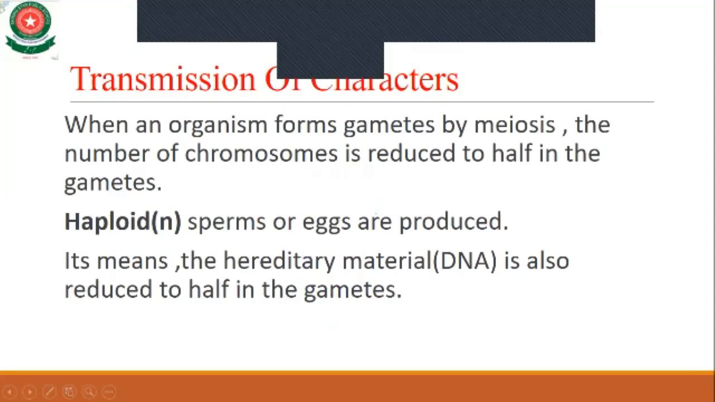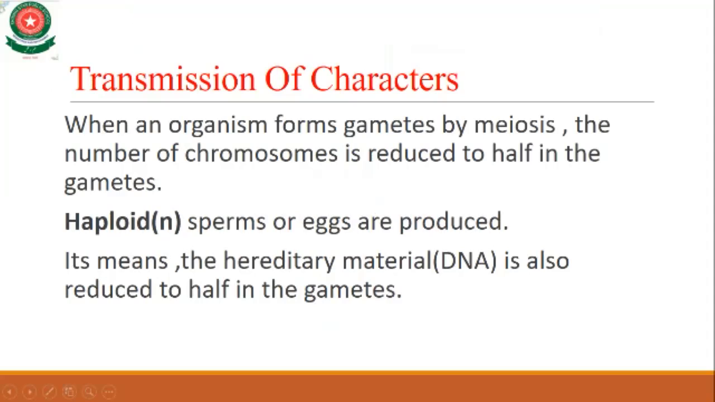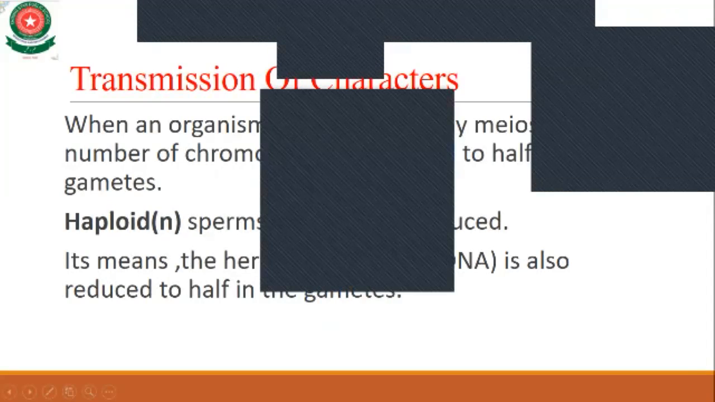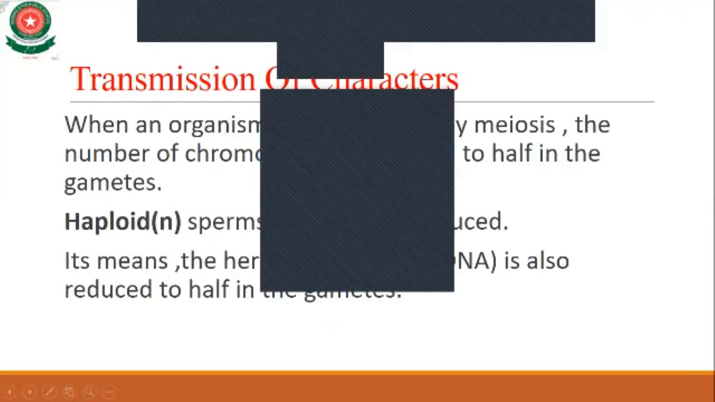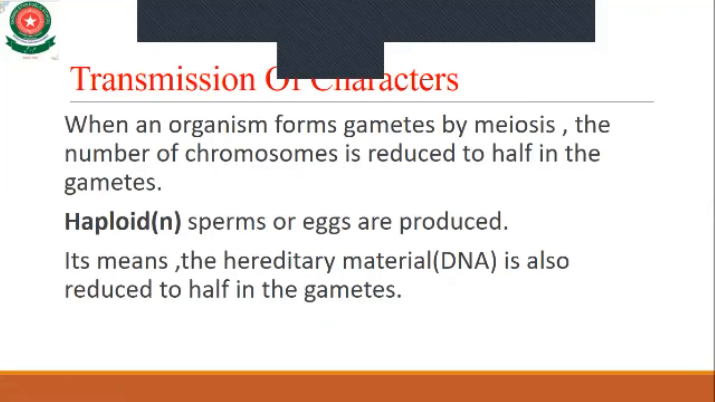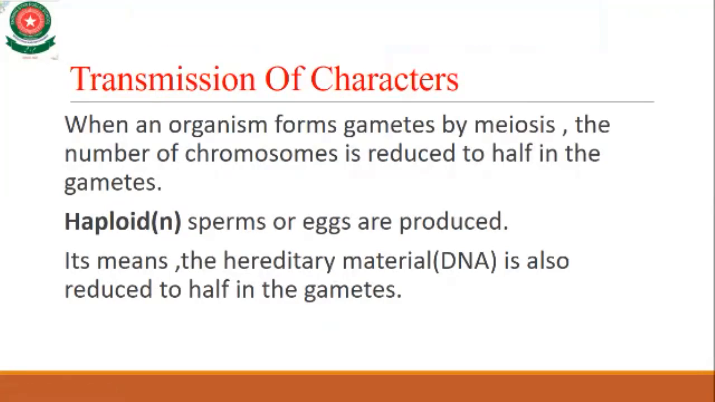Now, how are the characteristics transferred? Transmission means transferred. Let's suppose when an organism forms gametes, gametes are formed by the meiosis process, as we discussed earlier. In meiosis, gametes are formed. Gametes are basically sperms or eggs, in which the number of chromosomes is reduced to half. In sperms or eggs, haploid cells are formed. Haploid is denoted by small n, as shown in the bracket. This means the hereditary material is also reduced to half in the gametes.